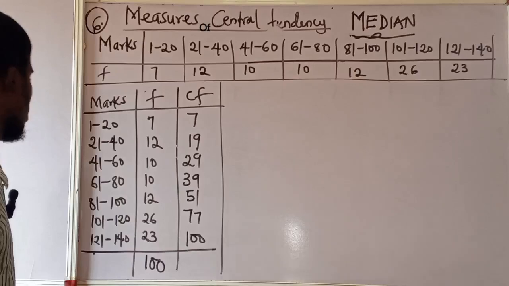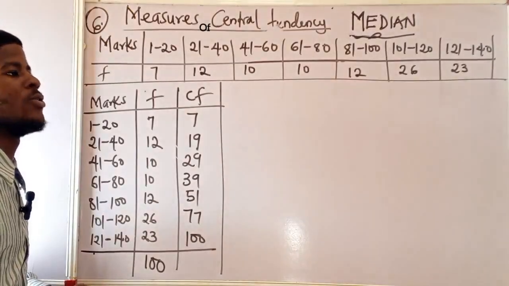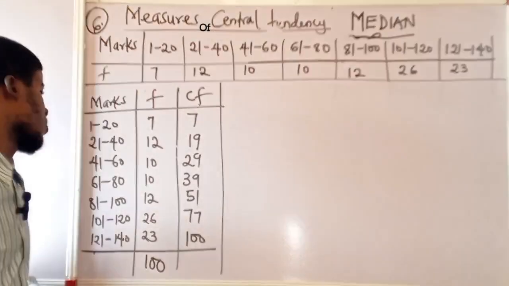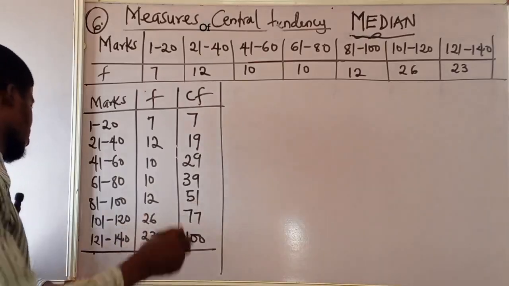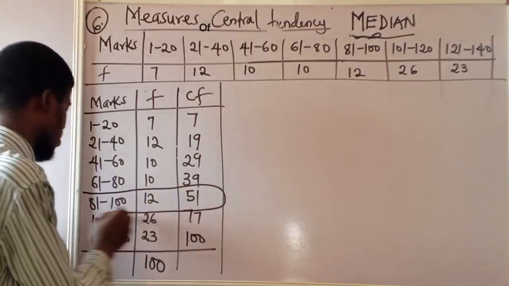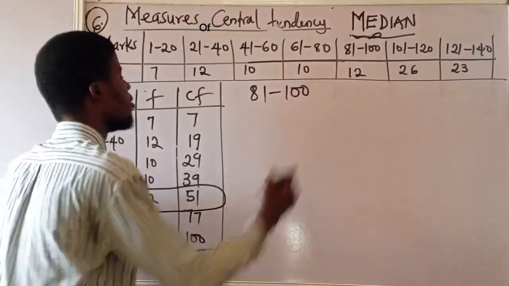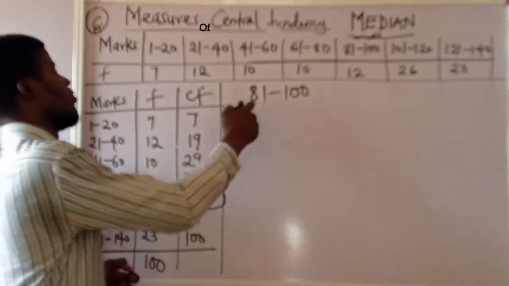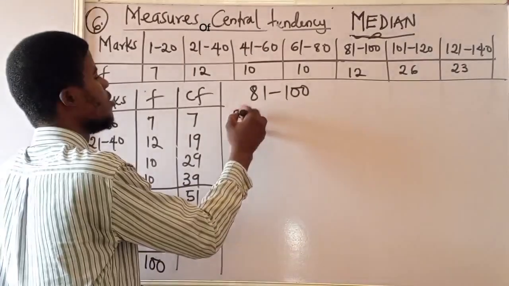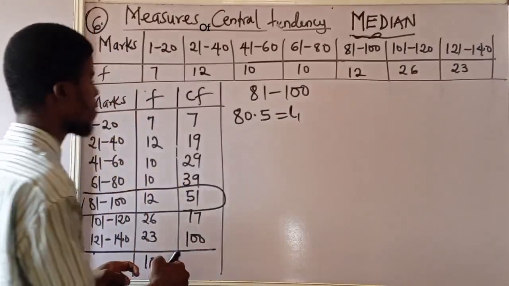What is the median class? Divide 100 by 2, and that's 50. So that's the 50th member. Where can we find 50 here? 50 is here. So the median class is 81 to 100. It means that for the lower class boundary, I told you, subtract 0.5 from this one, and that will be 80.5. This is the lower class boundary, L1.